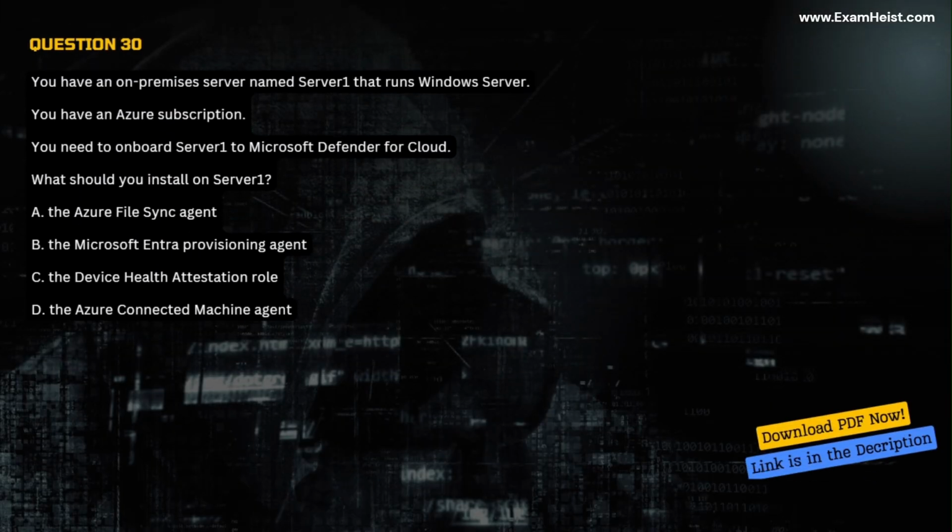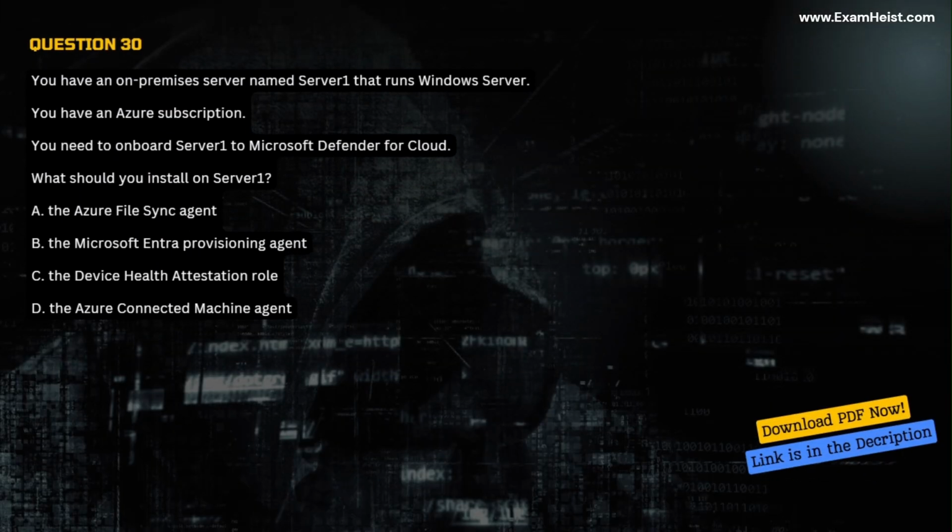Question 30. You have an on-premises server named Server 1 that runs Windows Server. You have an Azure subscription. You need to onboard Server 1 to Microsoft Defender for Cloud. What should you install on Server 1?